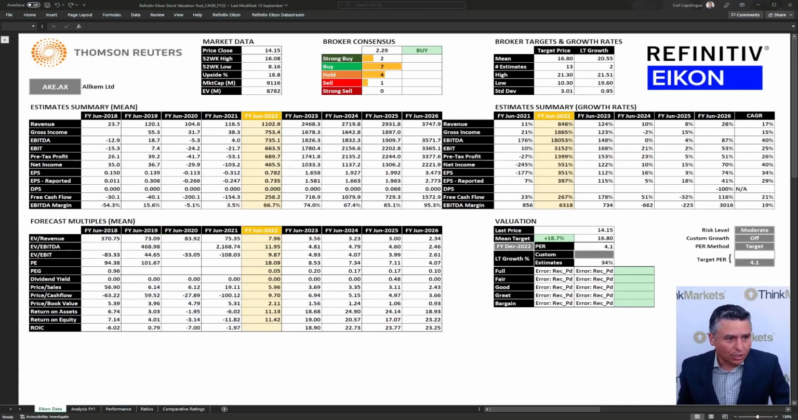Let us go for the brokers first. 13 brokers, so great coverage here. 2 buys, 7 buys, 4 holds, and 1 sell. EPS line 78.2 cents in the bank, and then as obviously high lithium prices ramp up and production comes through, we've got monster earnings here.